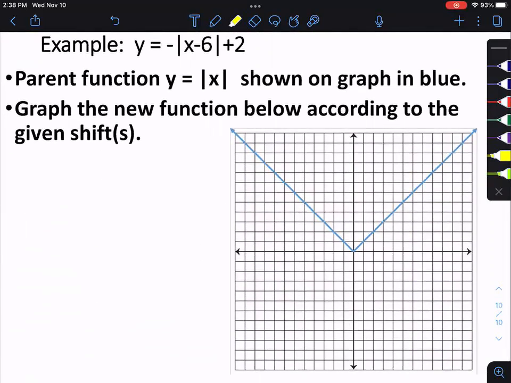We're going to practice one more. So we have, again, our parent function, the absolute value of x shown in blue. We're going to graph our new function according to the shapes we have here. So we have a reflection over the x-axis again. The -6 on the inside is going to move to the right 6. The +2 out at the end is going to move us up 2.